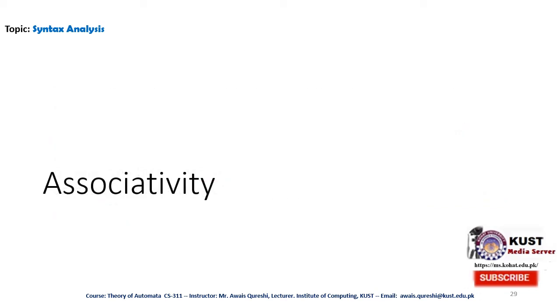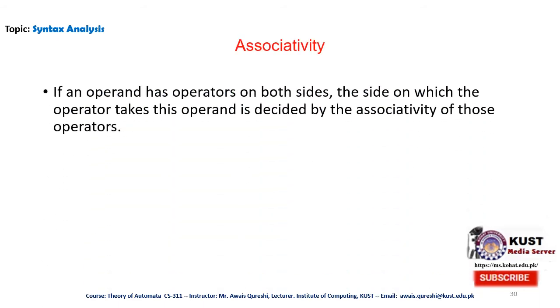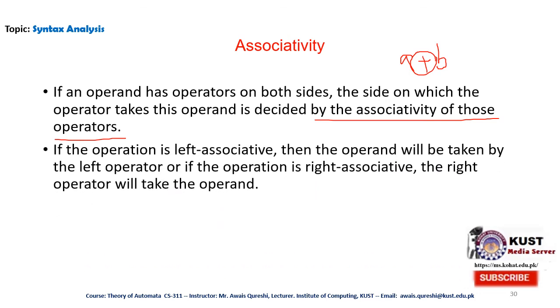What is associativity? If an operand has operators on both sides, let's say we have two operands, a plus b, and the operator in between is the plus. In any arithmetic operation, the side on which the operator takes this operand is decided by the associativity of those operators. If the operation is left associative, then the operand will be taken by the left operator, or if the operation is right associative, the right operator will take the operand.